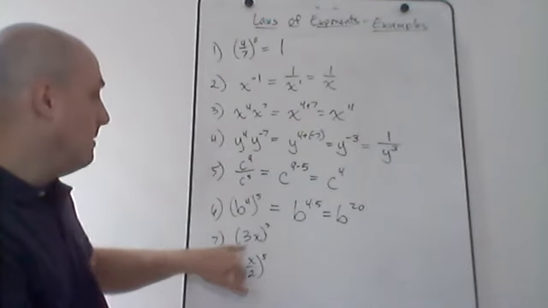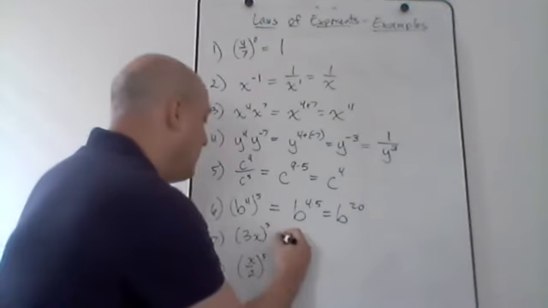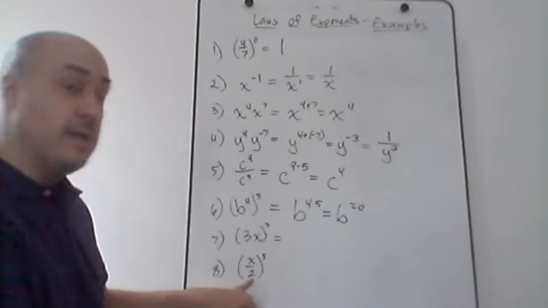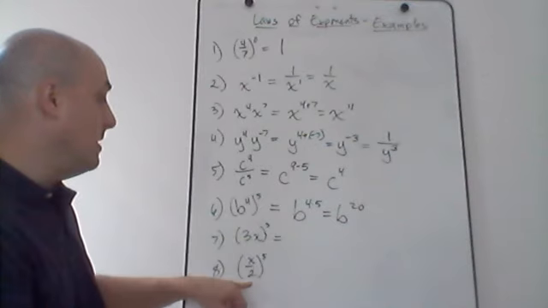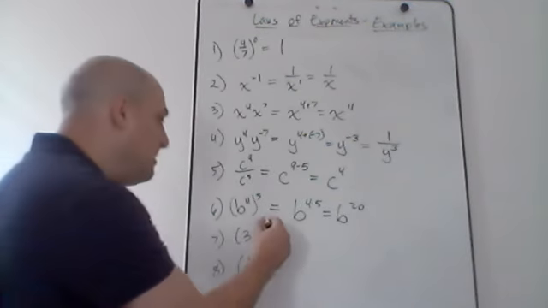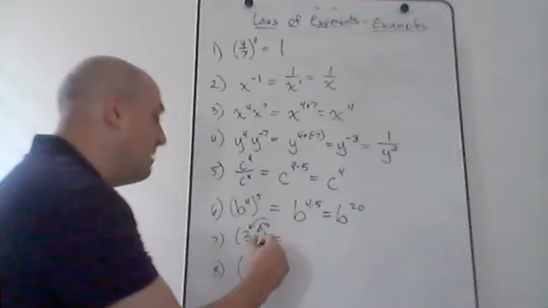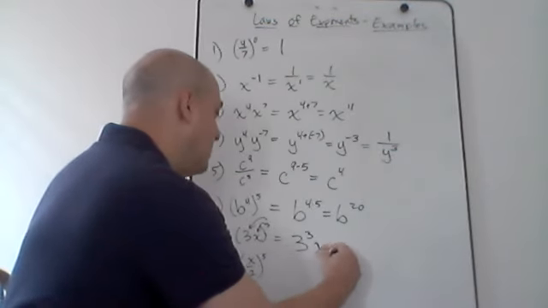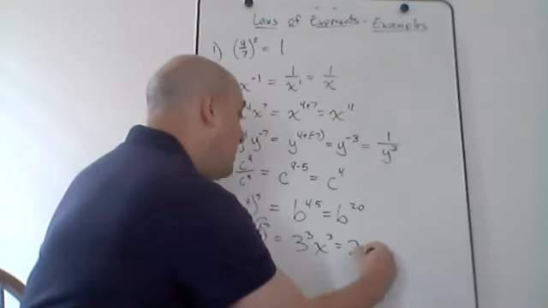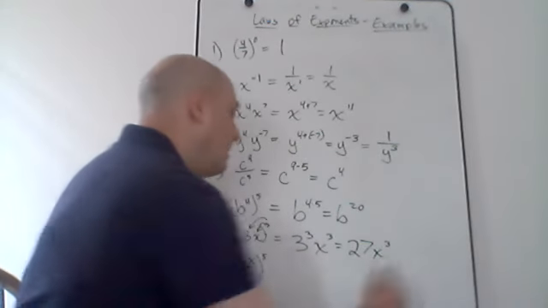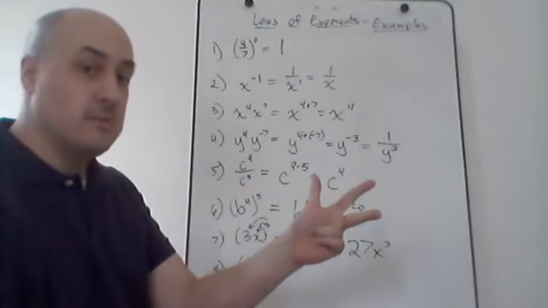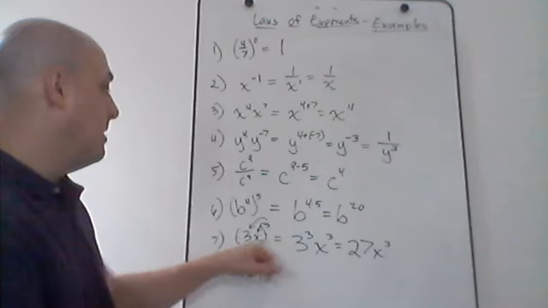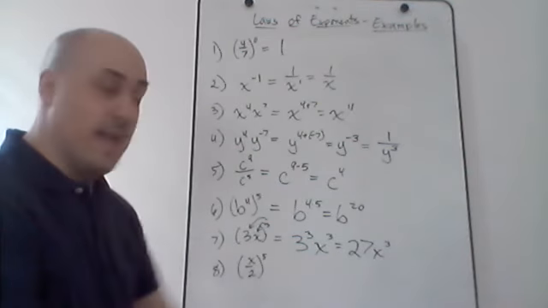Number 7, I have 3x in parentheses raised to the third power. Remember, if I have multiplication or division within the parentheses being raised to a power, I can distribute that exponent into the parentheses and raise each thing to, in this case, the third power. So that's 3 to the third power times x to the third power. And 3 to the third power is 27. 3 times 3 is 9, 9 times 3 again is 27. That's 3 to the third power. So 3x in parentheses raised to the third power is 27x to the third power.